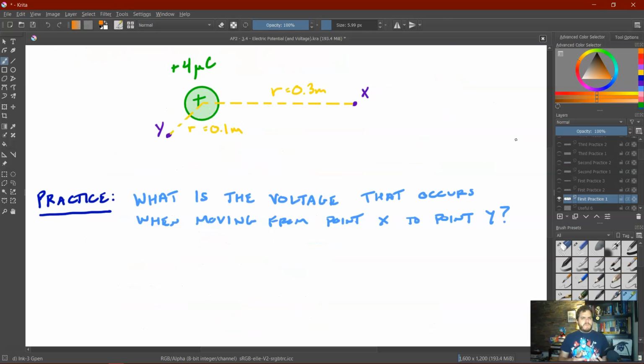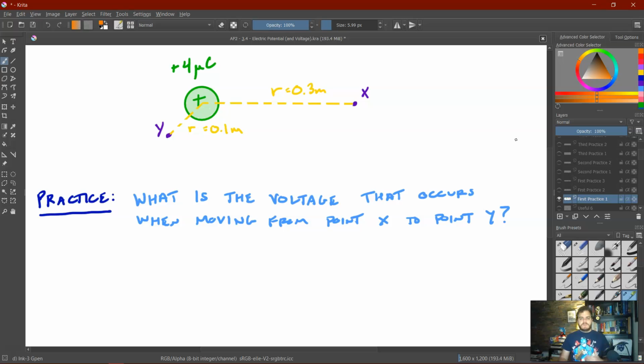So let's go through a couple of practice problems. These are not going to take very long. So let's say we have some big source charge. Well, it's not that big, but it's plus 4 microcoulombs. And we want to know what is the voltage that occurs when we move from point X, which is 0.3 meters away, to point Y, 0.1 meters. Go ahead and pause the video. Give this a shot.